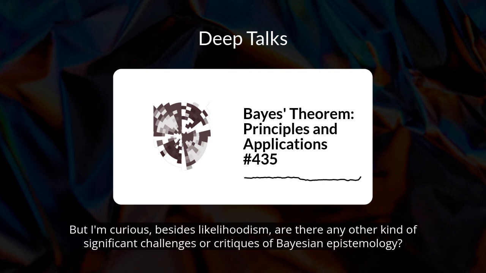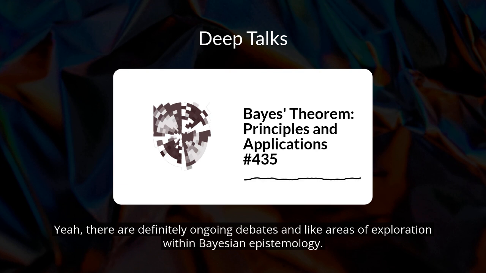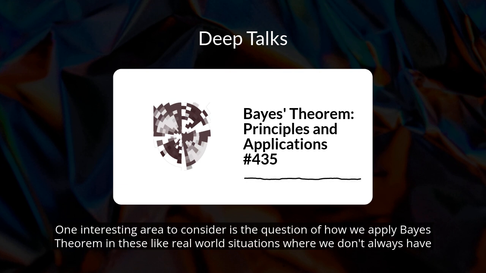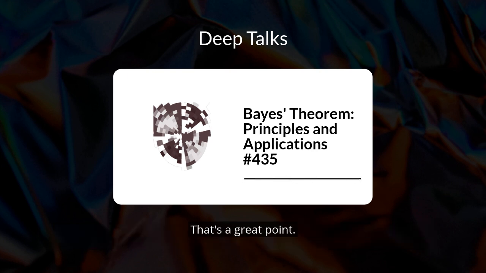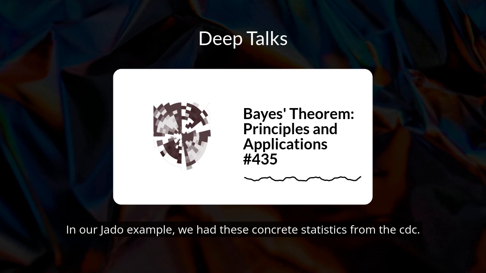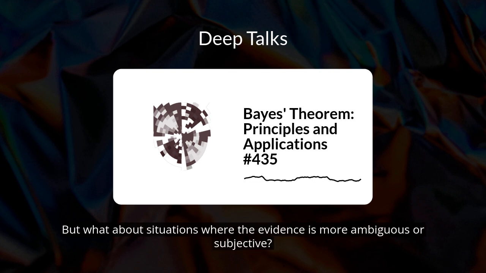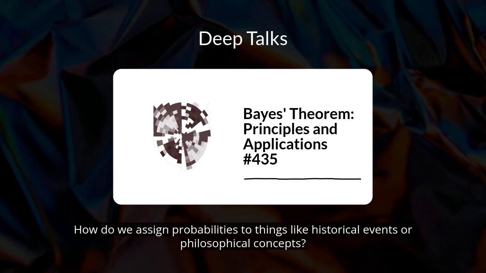But I'm curious, besides likelihoodism, are there any other significant challenges or critiques of Bayesian epistemology? There are definitely ongoing debates and areas of exploration within Bayesian epistemology. One interesting area to consider is the question of how we apply Bayes' theorem in real-world situations where we don't always have these neat and tidy probabilities to work with. In our JADO example, we had concrete statistics from the CDC, but what about situations where the evidence is more ambiguous or subjective?